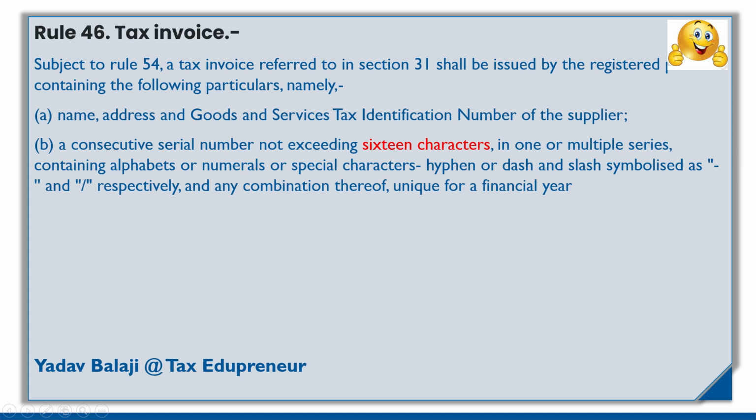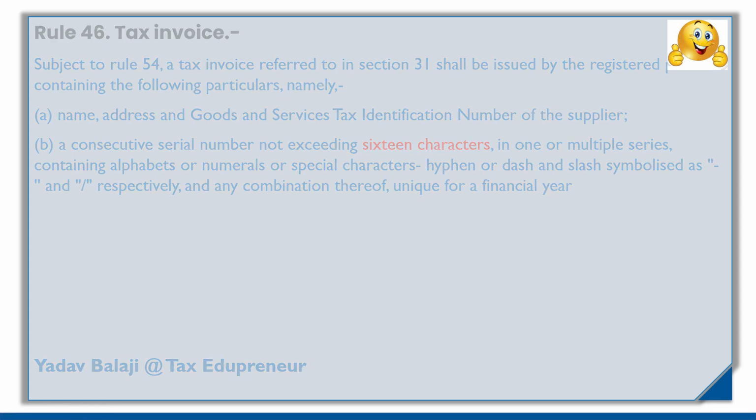Second, there should be a serial number, meaning the invoice number, which should not exceed 16 characters, because if you exceed 16 characters, in the GST portal you will not be able to type the entire number. So it should be up to 16 characters, and it can be a number, alphabet, or special character, such as slash or hash, including the financial year, so that you will know which financial year it pertains to.